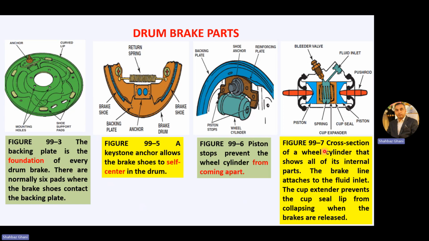Then the cross section of a wheel cylinder shows all of its internal parts. The brake line attaches to the fluid inlet. The cup expander prevents the cup seal lips from collapsing when the brakes are released. So the brake fluid comes from the fluid inlet. Here we have the piston springs, then a piston on both sides, and a cup seal on both sides.